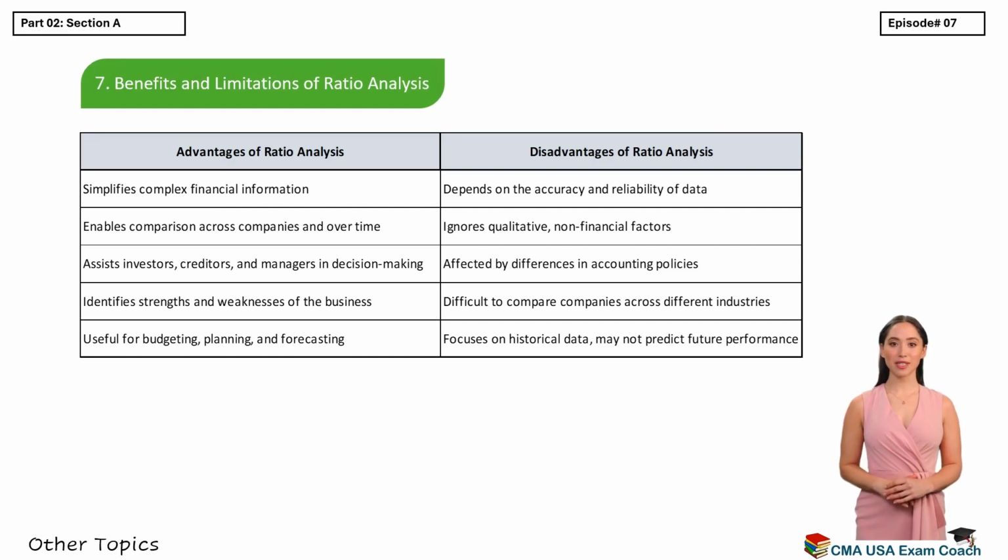Fourth, difficulties in comparing across industries. Companies in different industries operate under different conditions, making cross-industry ratio comparisons less meaningful. Fifth, historical focus. Ratio analysis is based on historical financial data and may not accurately predict future performance, especially in a rapidly changing business environment. In summary, while ratio analysis is a valuable tool for financial evaluation, it should be used carefully alongside other methods and professional judgment to form a complete understanding of a company's performance.